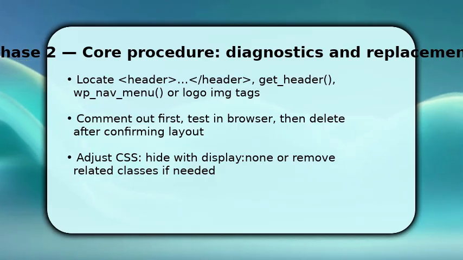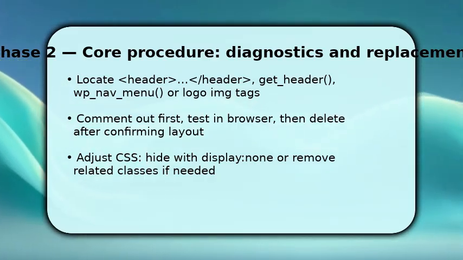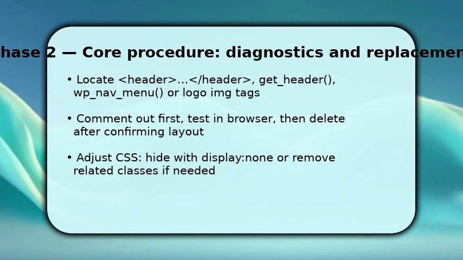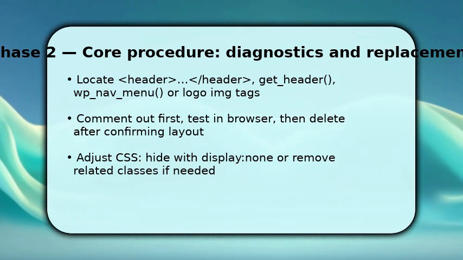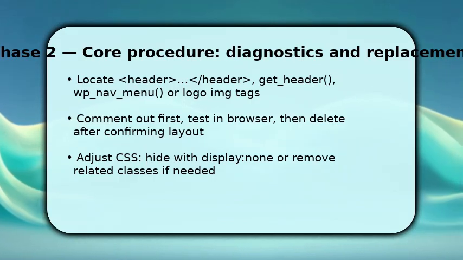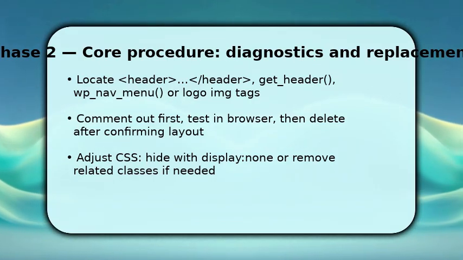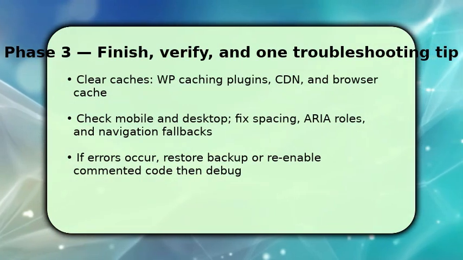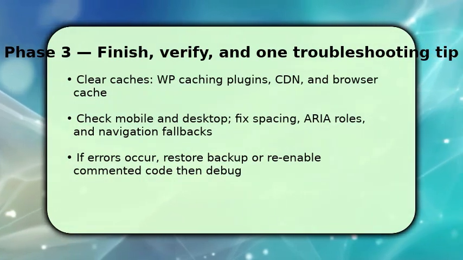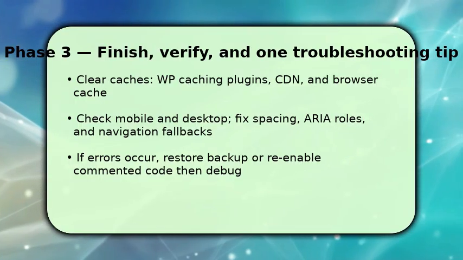Next, update style.css to remove or override header-related classes. Using display: none is quick, but cleaning CSS and template logic prevents residual spacing or accessibility issues. You finish by clearing all caches: plugin cache, CDN, and your browser, so changes appear for all users.